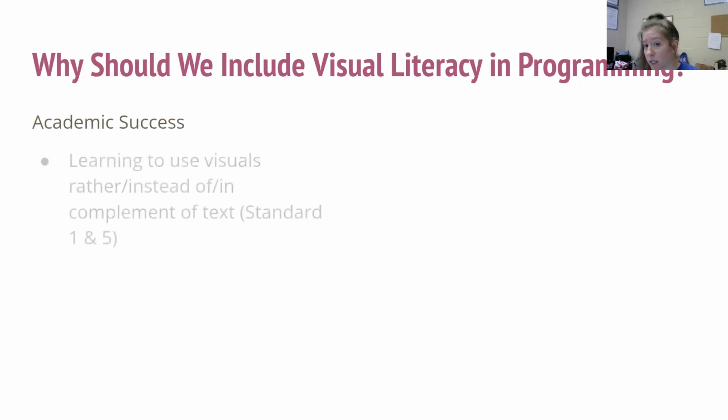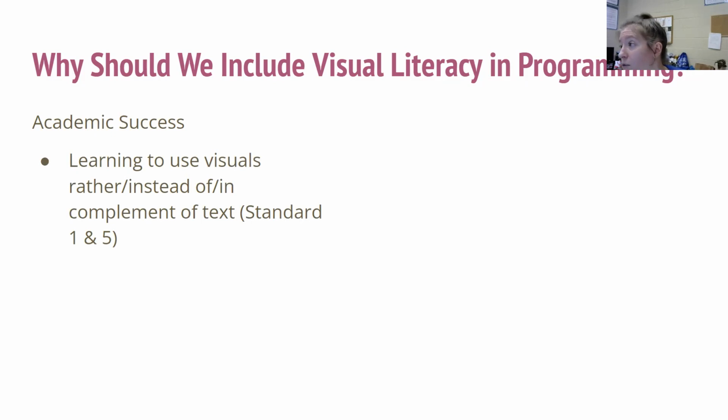So academic success, learning to use visuals instead of and as a complement to the text, which meets the old standards of the ACRL competency for visual literacy. And I'm going to drop those into the chat. Those are the old standards. The new standards were actually approved at the beginning of April, I think. And I'm going to drop those in there as well. They got a nice little update, but this can still be very useful. I think the standards can be very useful in thinking about concrete skills that students really benefit from developing.